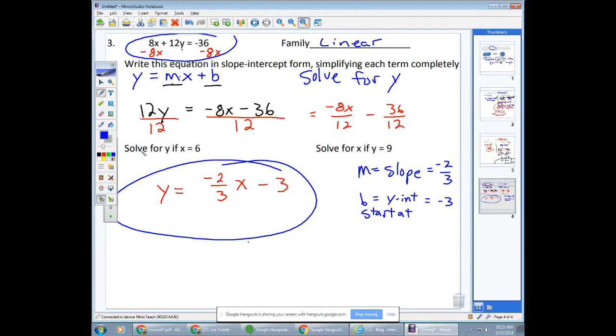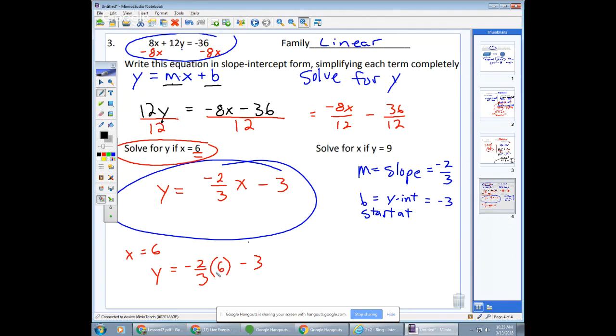The nice thing about writing it that way is now I can easily answer the second question. I can just plug in 6 there and see what happens. So if x equals 6, then y is going to be negative 2/3 times 6 minus 3.